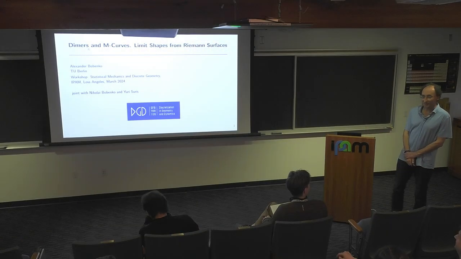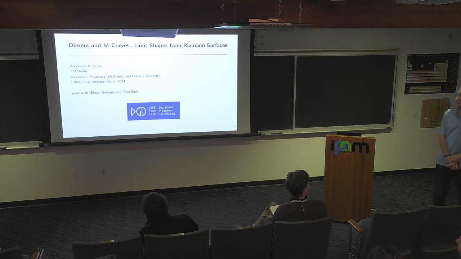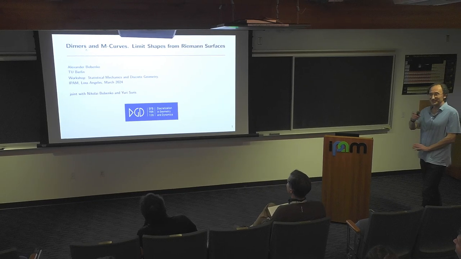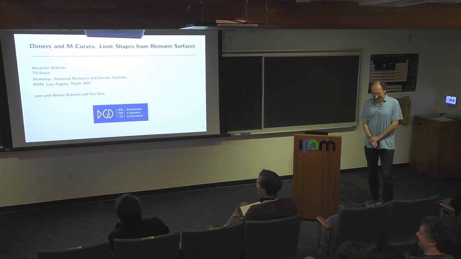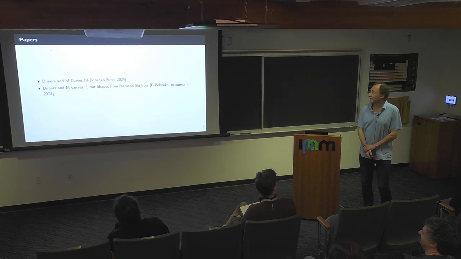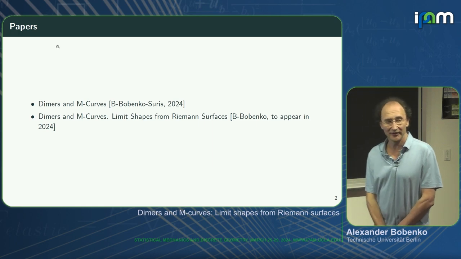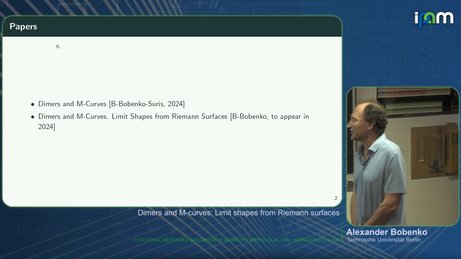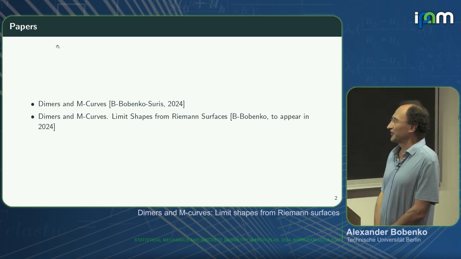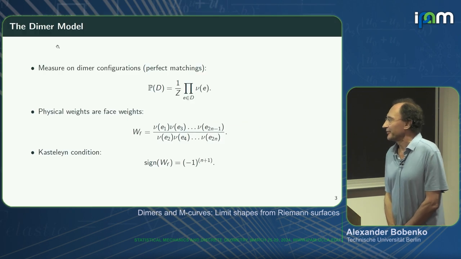That's the first paper of ours on dimers. This is a joint work with Nikolai Bobenko and Yuri Suris, and Nikolai is in the room. As I said, the papers are quite new, and the second one doesn't exist yet, but will pretty soon. My talk is based on these results. So, what is the setup?